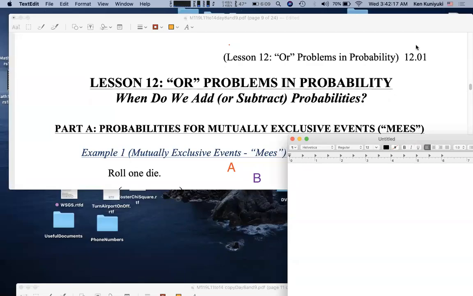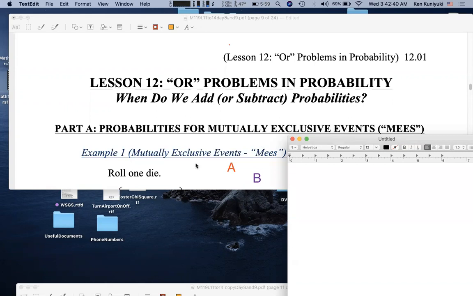Hi, everyone. In lesson 12, we're going to ask, when do we add or subtract probabilities? We're going to look at OR problems in probability. Now, these rules are easiest when we're dealing with mutually exclusive events, or Mees. Mees is my acronym. It's not official. So what's an example of this?